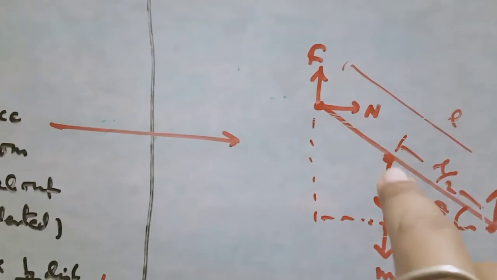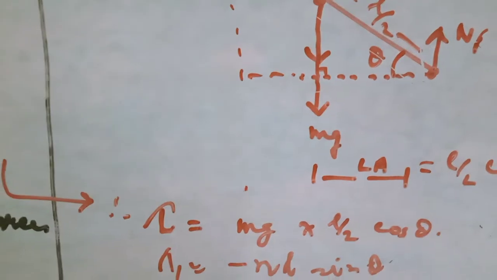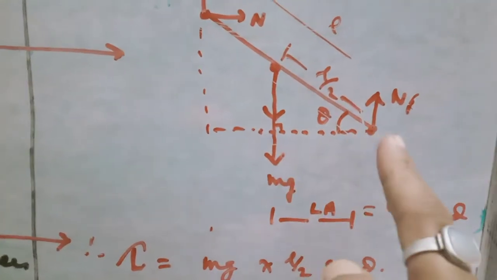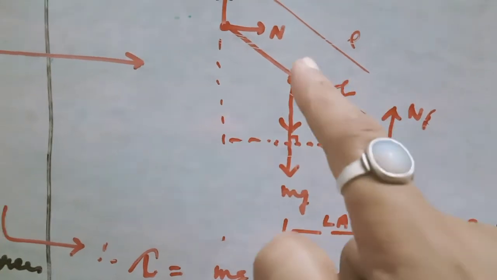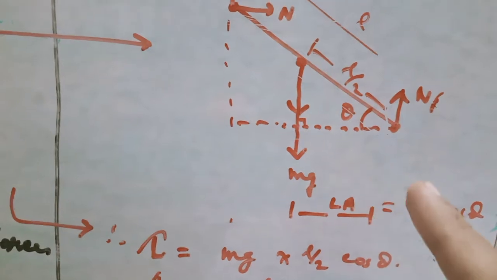So the torque produced because of its own weight will be mg into L by 2 sine theta. Sorry, I am extremely sorry, this is cos theta: L by 2 cos theta, and this is L by 2 sine theta. So tau is mg into L by 2 cos theta.